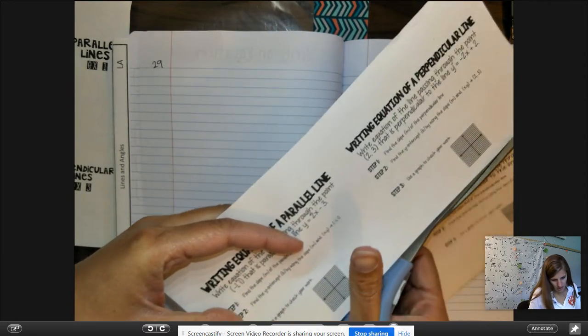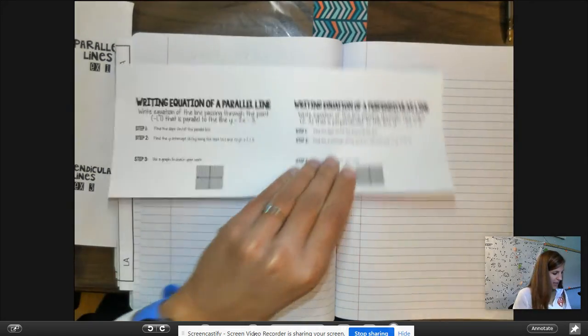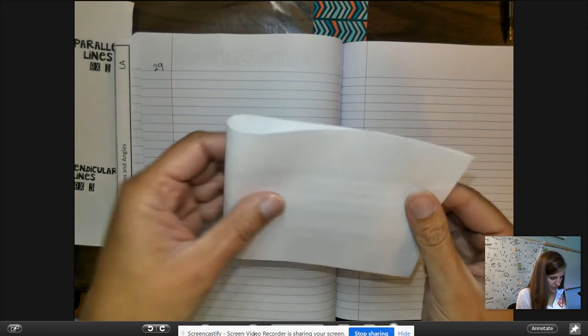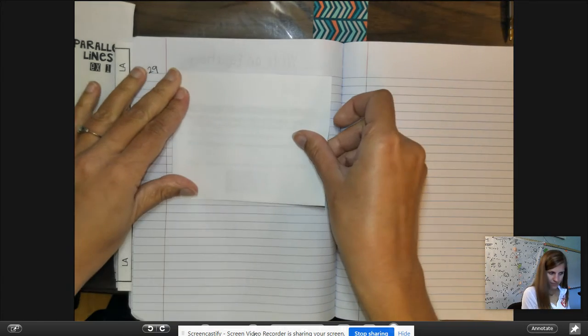And then that other one we can just recycle. Use as some scrap paper. Okay, so this one we can fold that in half now, like a book. And that's going to go on page 29. Here.